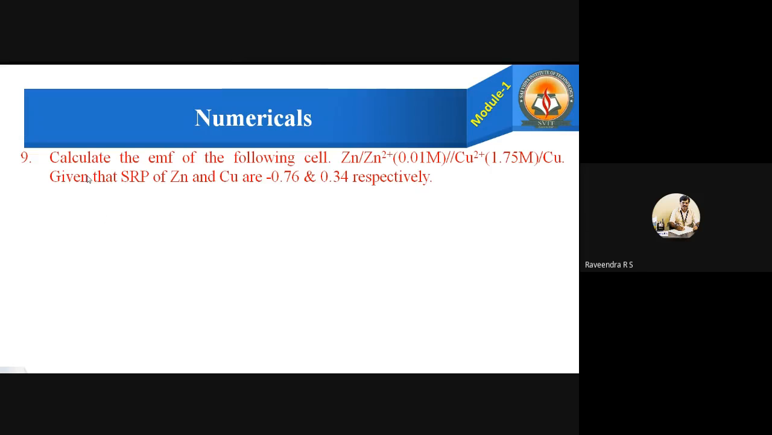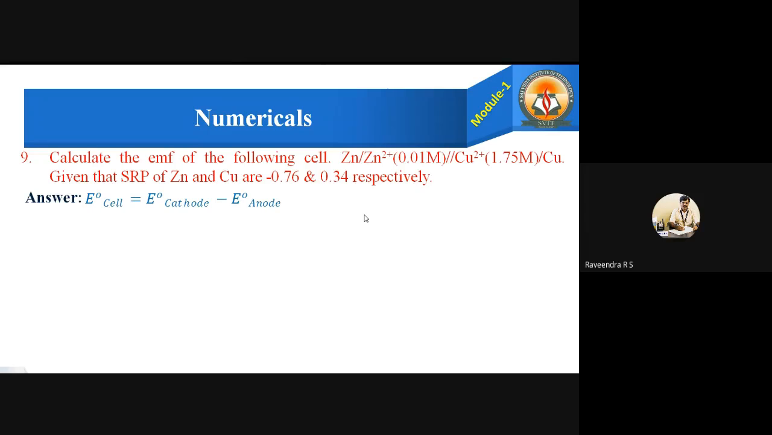The problem is like this: calculate the EMF of the following cell. The cell is given here: zinc slash zinc 2 plus of concentration 0.01 molar, double slash, Cu2 plus of 1.75 molar slash Cu. For this, we have to calculate the EMF, and they have given the standard reduction potentials of zinc and copper. They are minus 0.76 and 0.34 volts respectively.